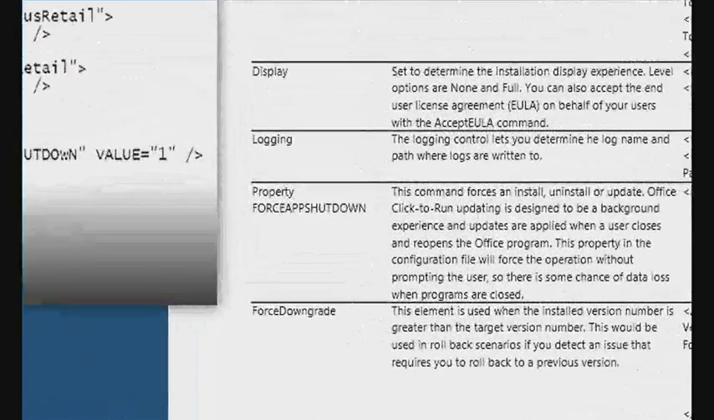Now, there are some additional things that we need to do if we're going to do things like downgrade to an earlier version. So let's say I've rolled out the newest update and we found some compatibility issues. I can actually go to an earlier version if I want to. I just have to use this force downgrade property, and basically that will allow me to go to a version that's older than the one that I have currently installed.